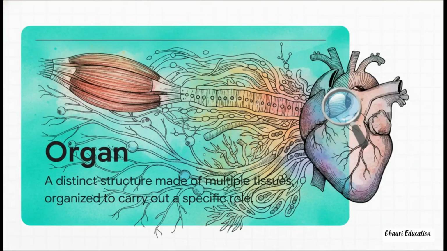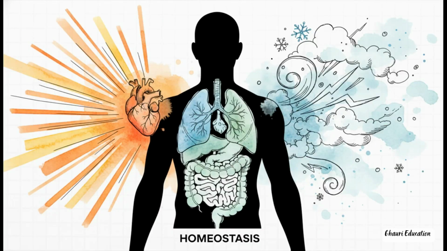And when you get different tissues to team up, they form an organ. Take your heart. It's not just muscle tissue. It also has nervous tissue to control the beat and connective tissue to hold the whole thing together. It's multiple teams working together on one big, crucial job. These organs then form even bigger groups called organ systems, like your circulatory system or your digestive system. And their collective goal, their one big mission, is to maintain something called homeostasis. That's just a fancy word for a stable, balanced internal environment.